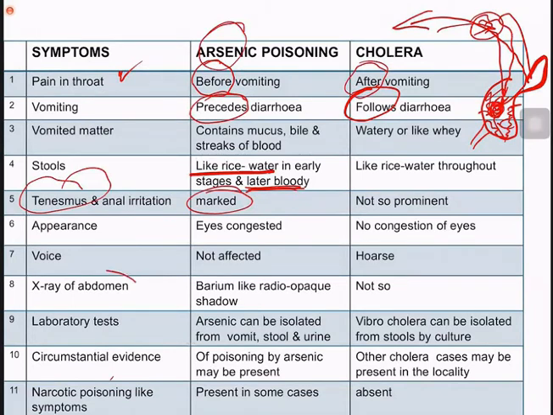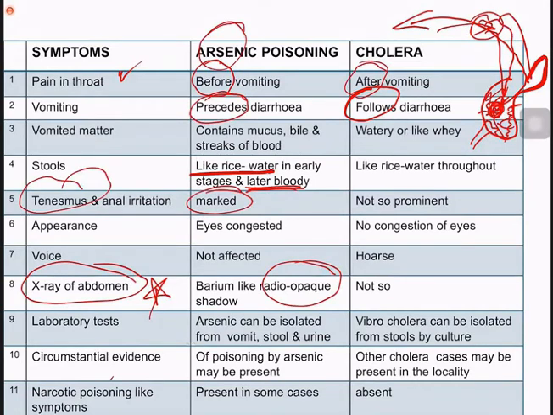Then this is very important. X-ray of the abdomen. Arsenic is radio opaque. So when you do an X-ray abdomen, you would see the whole loops of intestine and the stomach within the X-ray, just like barium studies. You must have seen X-rays for barium studies. So it could be exactly like that. Okay, so it can be something that a doctor can pick up. Okay. For lab test, arsenic can be isolated from vomitus, stool, or urine. And for cholera, it can be isolated by stool cultures. Okay.